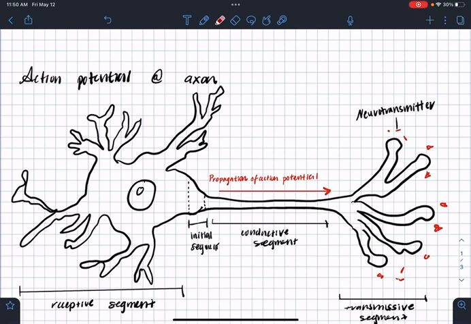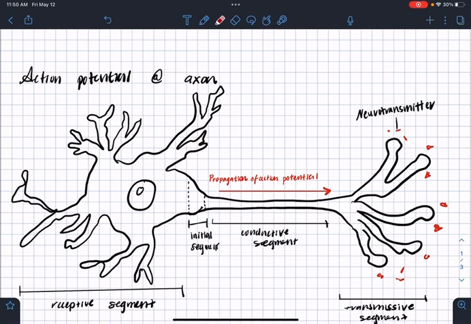And then this portion is considered the axon, and the axon hillock is the synthesis of the action potential, and the axon is where the actual action potential propagation takes place, and then the axon terminals, which are here at the end, are the transmission and amplification of those action potentials.